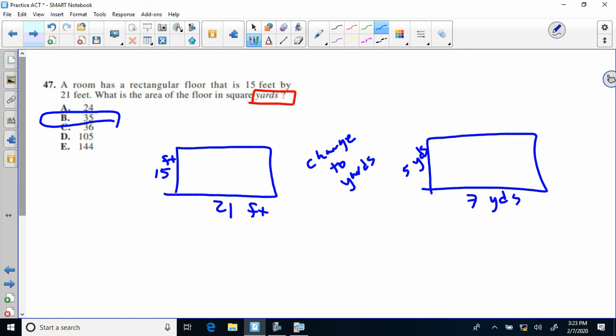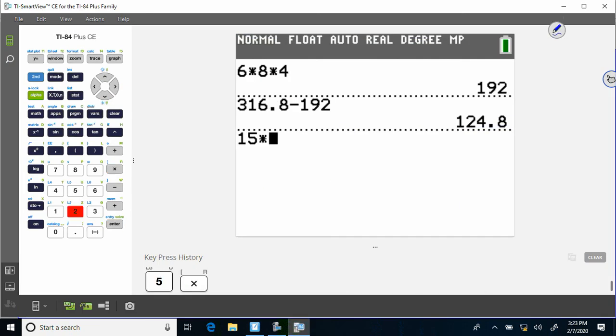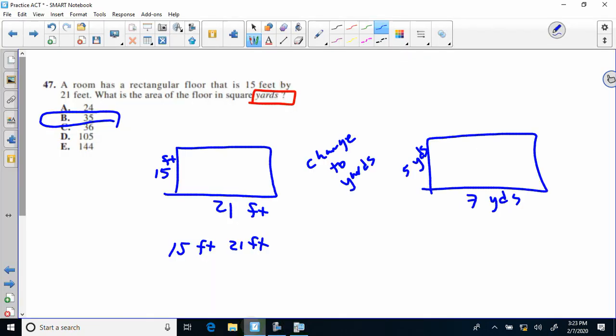Do not do the area first, do 15 times 21, and then divide it by 3, because that's squared. You would have to divide it by 9 to get the right answer if you were doing that, because if you did 15 feet times 21 feet, that 15 times 21, whatever that is, and I really don't know what it is, it's going to give you 315, so you'd have 315 feet squared.